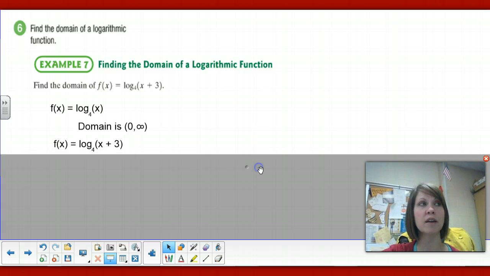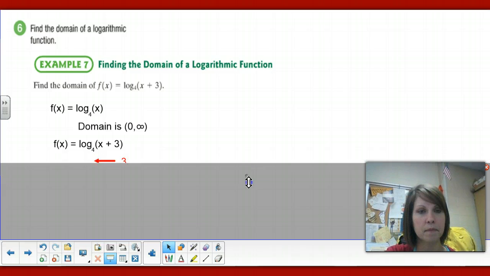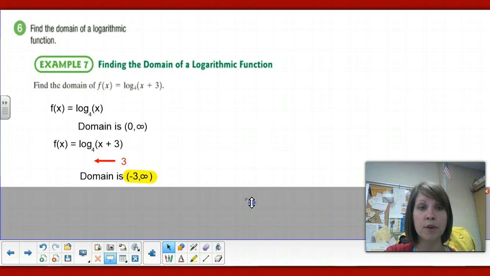If we change that to the log of x plus 3 with this same base 4, you need to notice that's adding inside, so we're shifting to the left 3 units. So that's going to move our domain left 3 units.